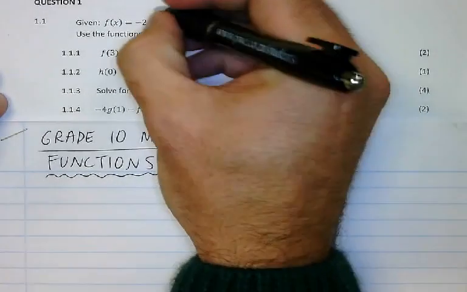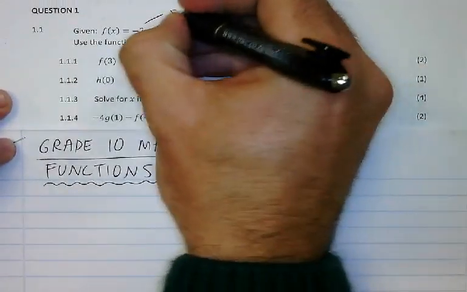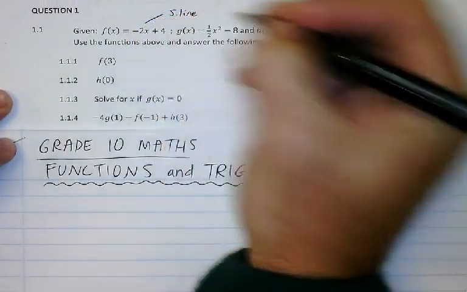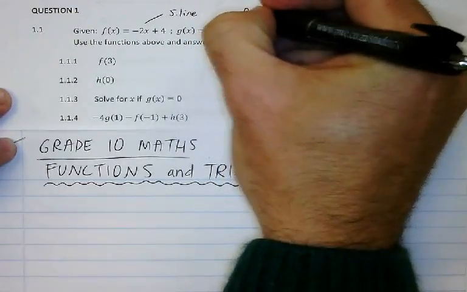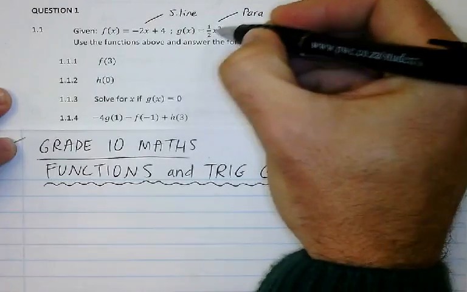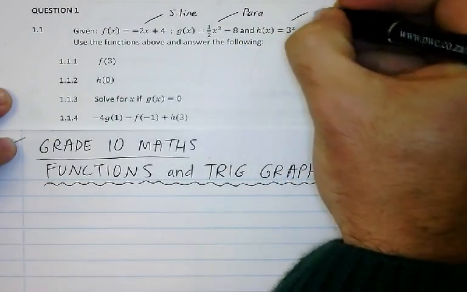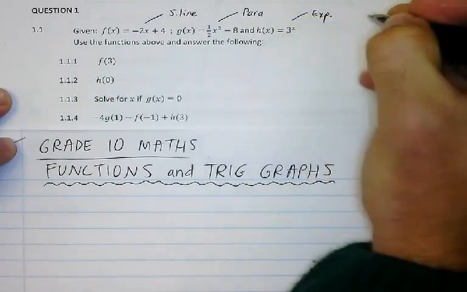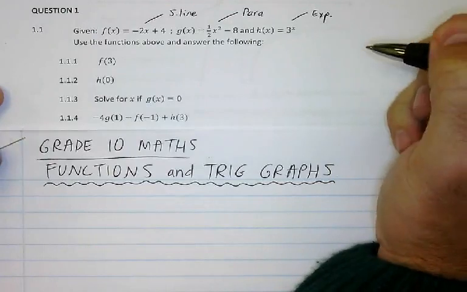Now before we get into the question, let's just remind ourselves that that first function is the function of a straight line, y equals mx plus c. The second function is a parabola because it's in ax squared plus q format. And the third function is the function of an exponential, which is in ab to the power x plus q.